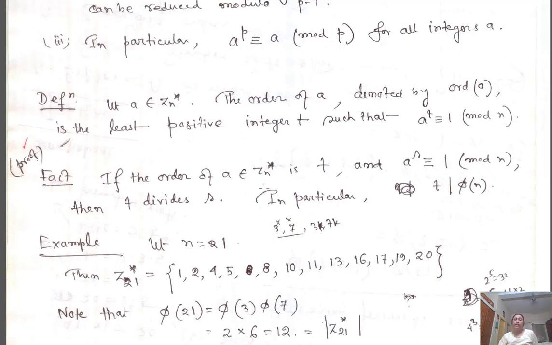So if the order of a belonging to Zn star is t, and a to the power s is congruent to 1 modulo n, then t is the least positive integer, right? It is the order, so that a to the power t is congruent to 1 modulo n. So if for another s different from t, a to the power s is congruent to 1 modulo n, then t must be less than s, and it is not only less; it is essentially a divisor of s. T divides s, and in particular t divides phi n. It comes from Euler's theorem and applying this result.